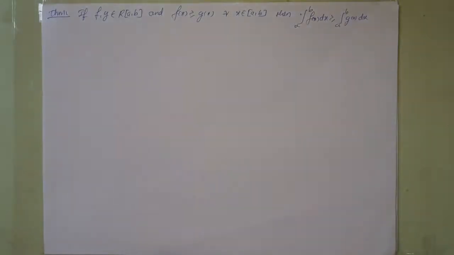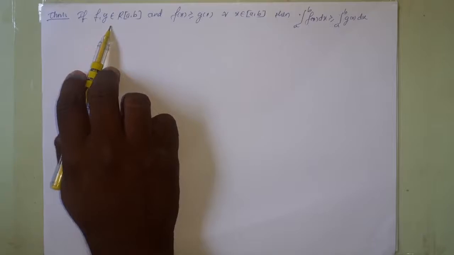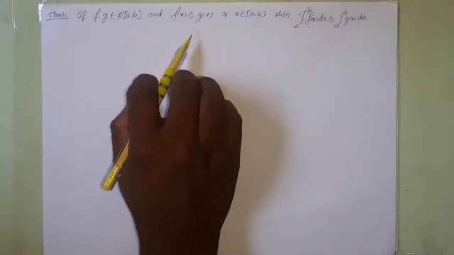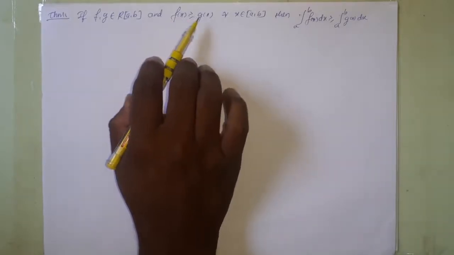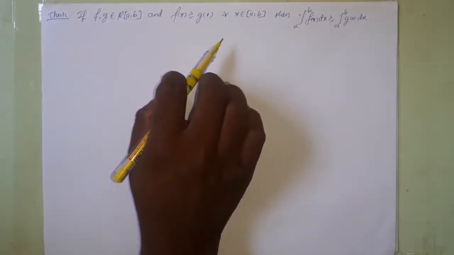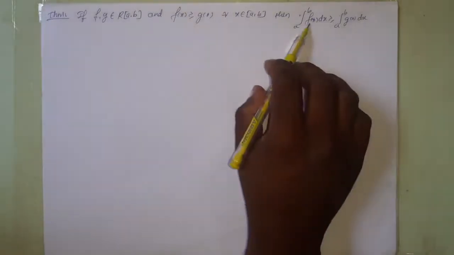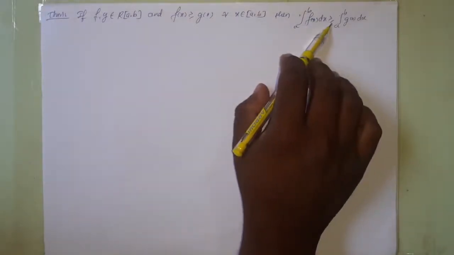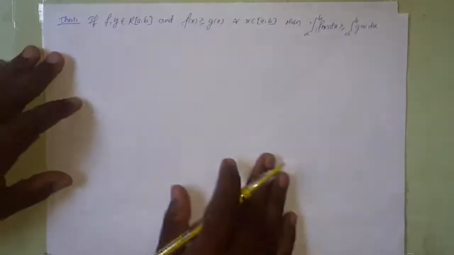So, in this theorem it is given that the two functions f and g are Riemann integrable functions, and the condition on those two functions is that f(x) is greater than or equal to g(x) for all x in the closed interval [a, b], and we need to show that the integral from a to b of f(x) dx is greater than or equal to the integral from a to b of g(x) dx. Now, let us prove this one.